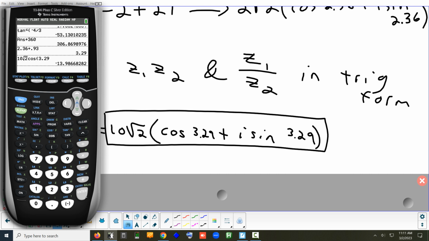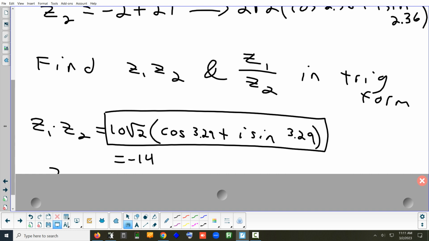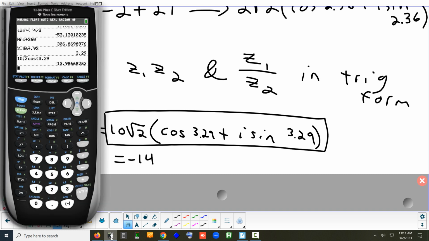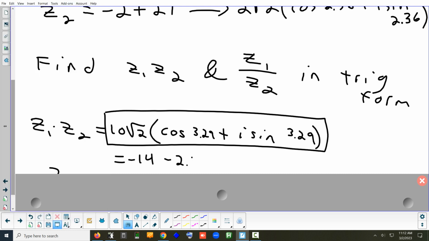So that's negative, basically negative 14 if we round it. So it's like negative 14. And then 10 square roots of 2 times sine 3.29. That would be about negative 2.1, roughly. Just rounding it.